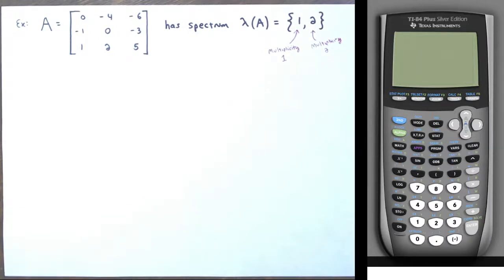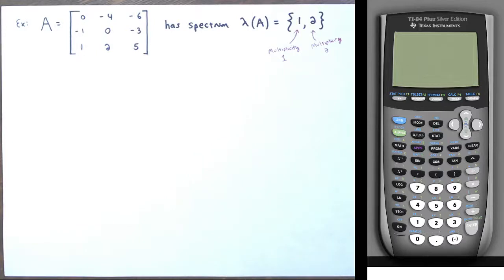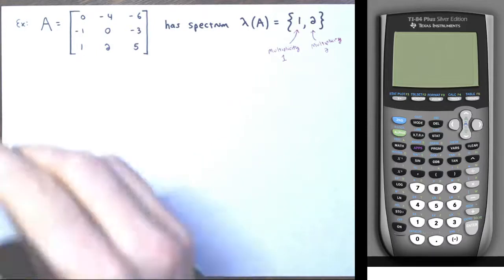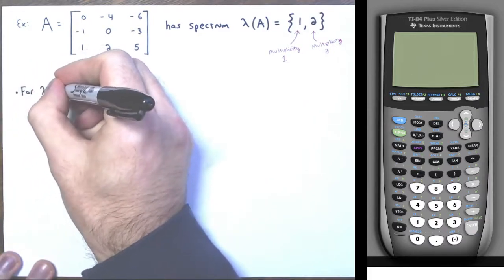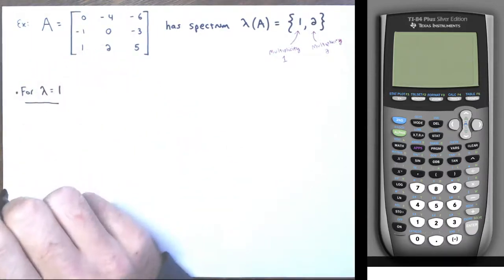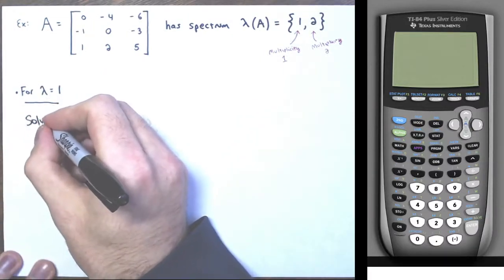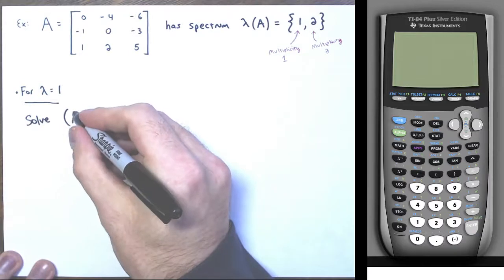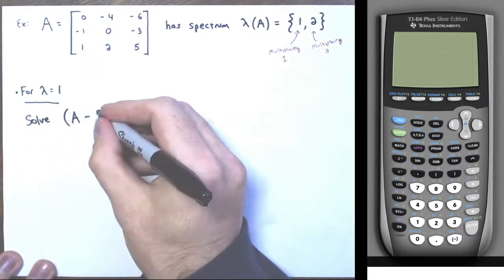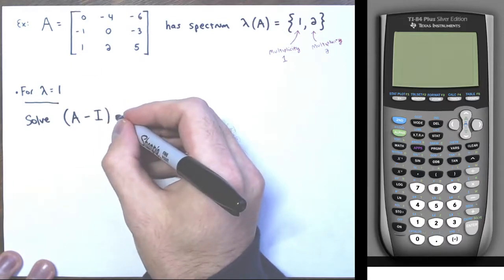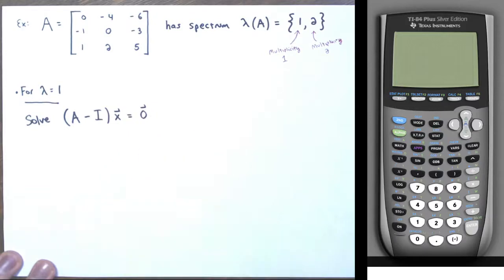All right, what I'm here to do now is find the eigenvectors corresponding to these eigenvalues. So how about for lambda equals 1? Again, we're solving this equation: A minus lambda I, so lambda's 1 this time, so just A minus I times some vector x, when is this equal to the 0 vector?